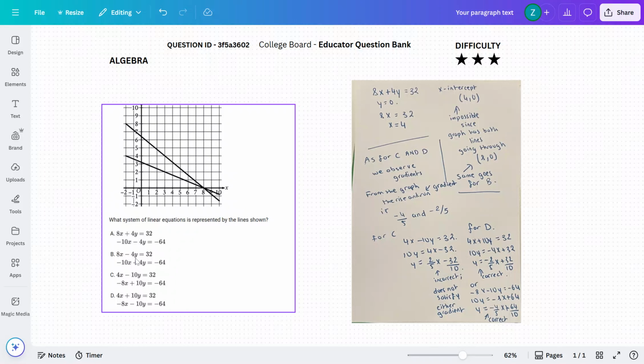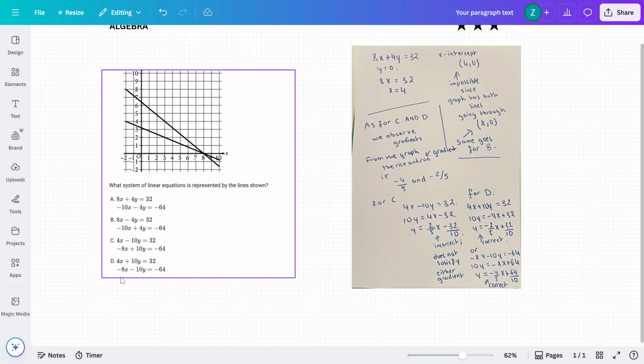The same thing goes for B here. We just have negative 4y. It still remains 8x equals 32, which gives us, again, an x-intercept of (4, 0). As for questions C and D, we observe the gradients from the graph, so the rise and the run, which are negative 4 over 5 and negative 2 over 5.